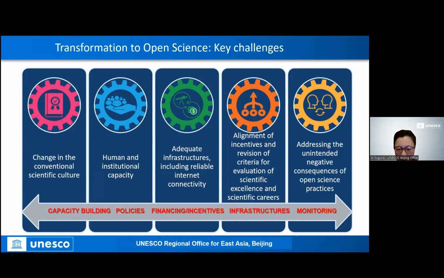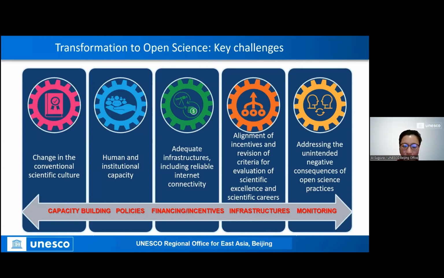And then we need to align incentives and the revision of criteria of the evaluation of scientific excellence and the way scientific careers are then promoted. So the publish or perish thing. And then we need to be very careful as well on addressing the unintended negative consequences of open science practices. So actually opening even more the digital divide or the gaps between those who have access and those who do not. And that's why we have formed 5 working groups.